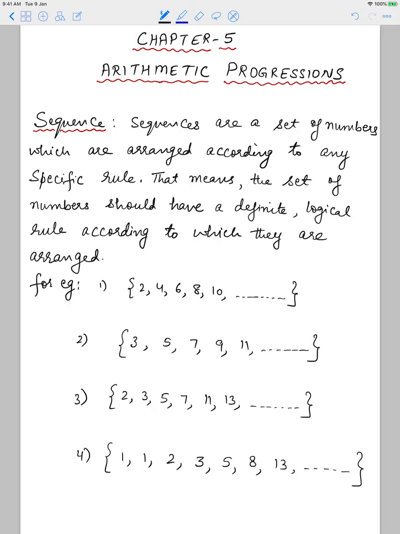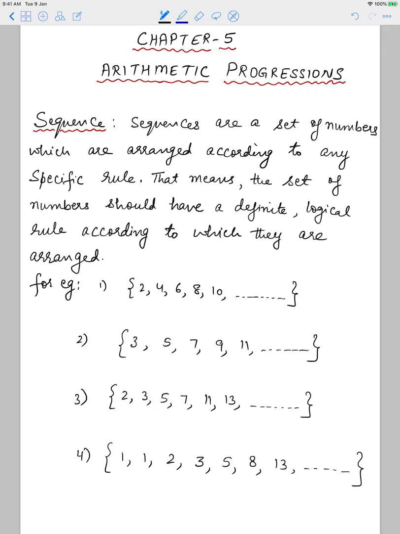In the English language, basically, there is not much difference between sequence, series and progression. They almost look alike, but in mathematics there is a lot of difference between these three terms. So let's first start with what a sequence is.